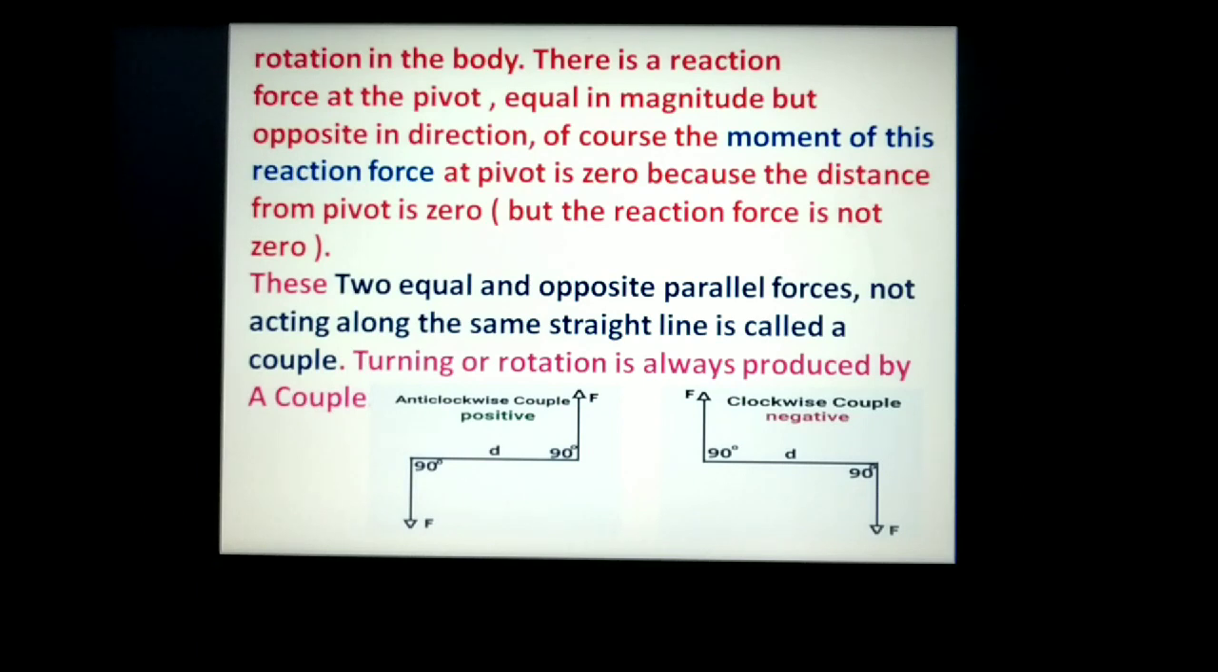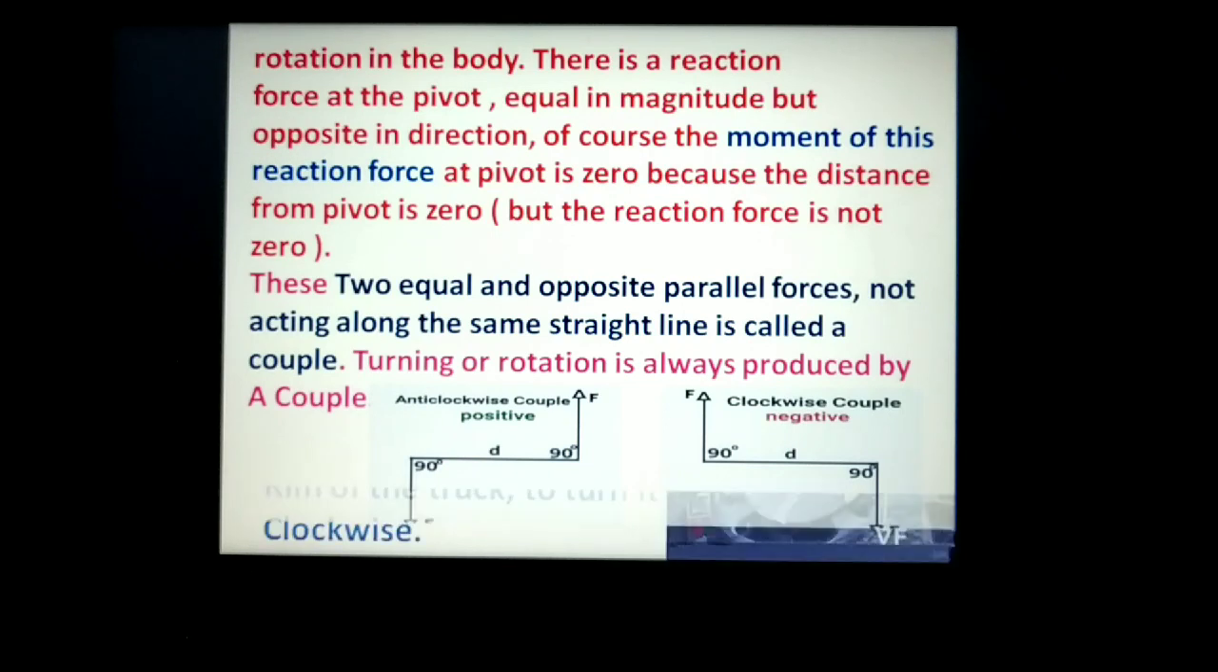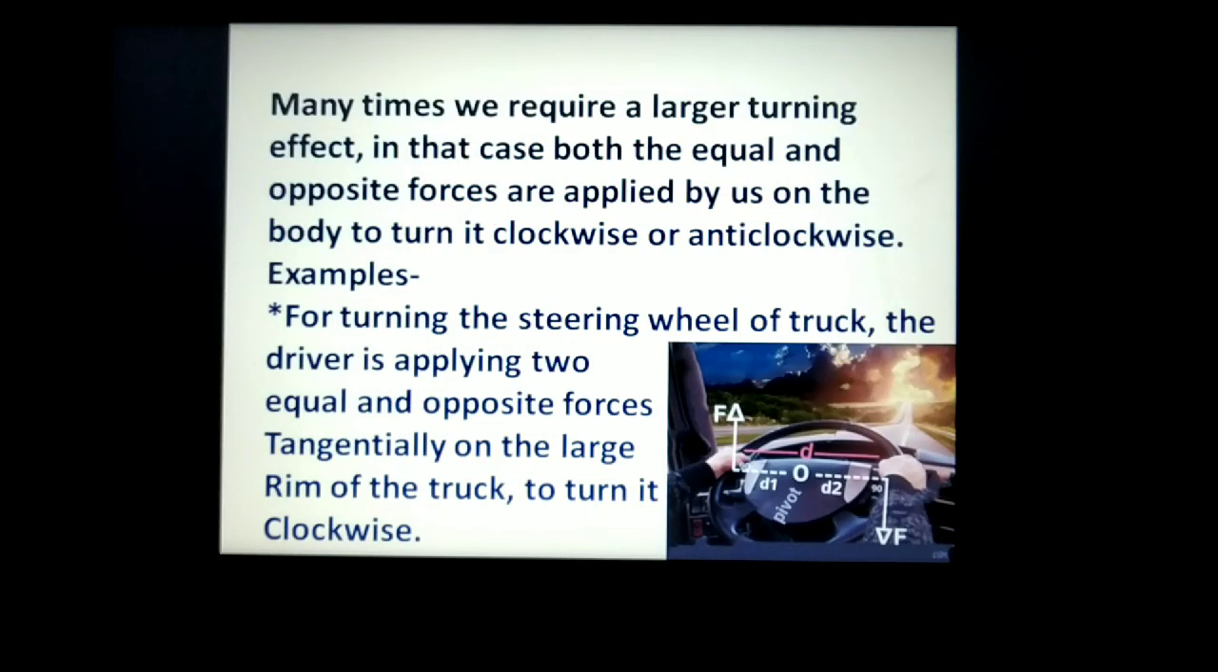Now, look at the figures. First shows a positive couple and second shows a negative couple, because first is anti-clockwise and second is clockwise. Many times we require a larger turning effect. In that case, both the equal and opposite forces are applied by us on the body to turn it clockwise or anti-clockwise. Look at this example.